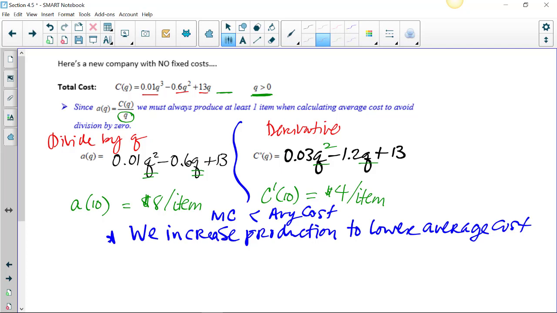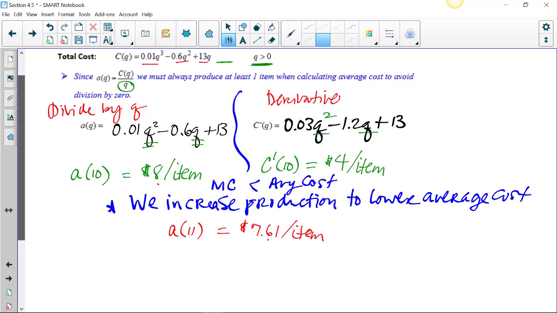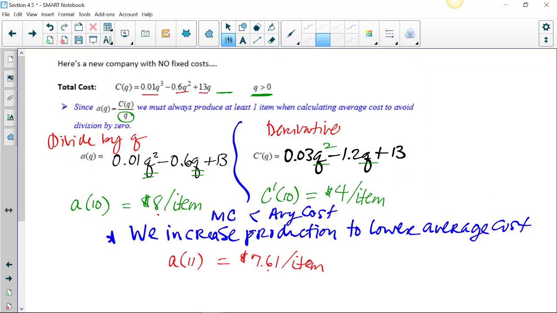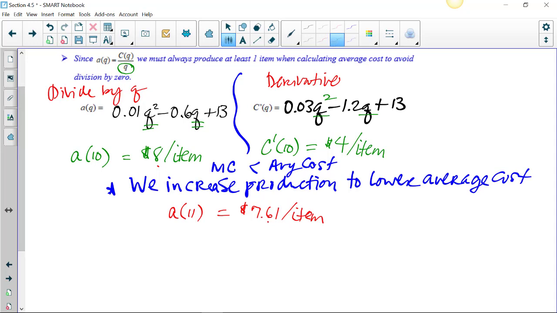Let's look at what happens if I increase production to 11 items. The average cost for 11 items, if I substitute that into my average cost function, gives me $7.61 per item. So I can see that my average cost has gone down from $8 to $7.61. Now let's look later down the road. We've increased production, and later on we're going to reanalyze our production level.